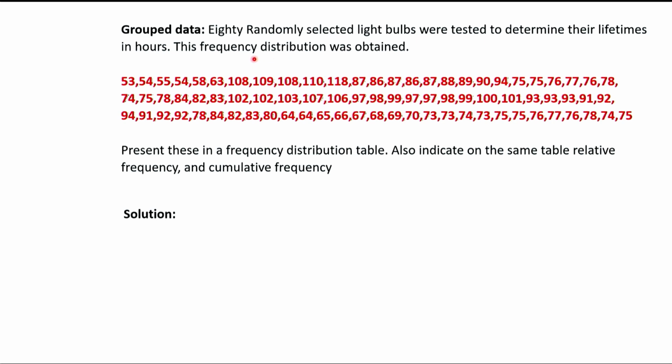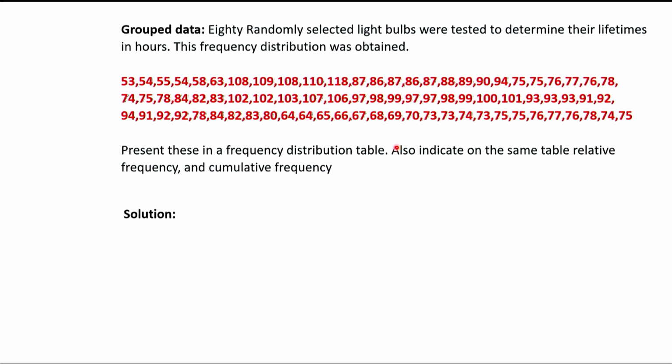The next one is for grouped data. This is a good example. 80 randomly selected light bulbs were tested to determine their lifetimes in hours. This frequency distribution was obtained. You have 53, 54, 55, and so on to the last one, which is 75. You have to present this in a frequency distribution table, and also indicate on the same table the relative frequency as well as the cumulative frequency. The unit is in hours. That means each of these bulbs lasted 53 hours, 54 hours, and so on.